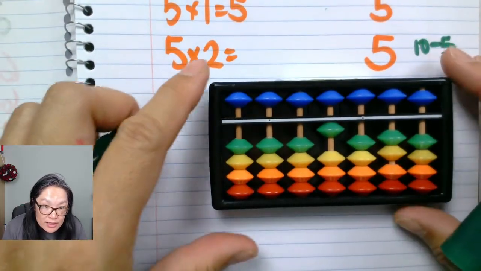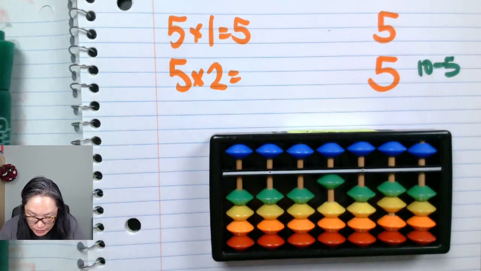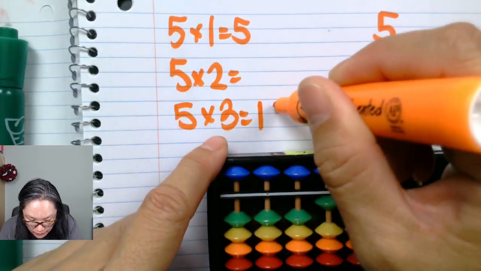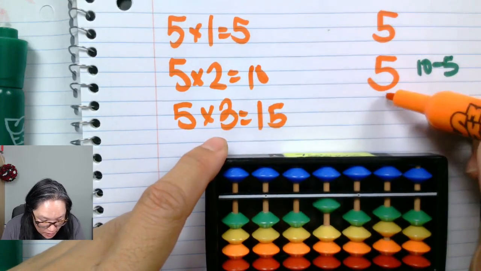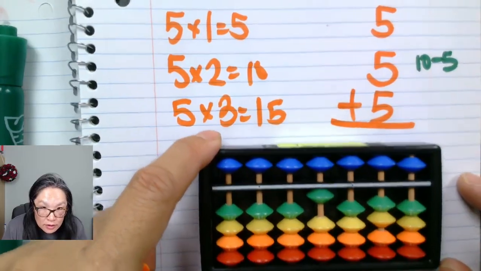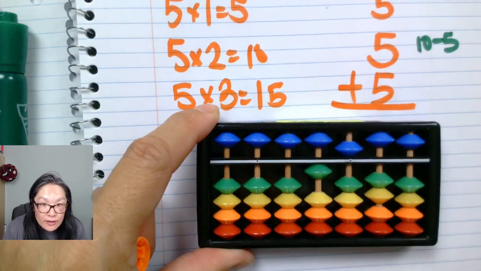So when we do another 5, all we're doing is 5 times 3 is equal to 15. How do I know? Because I'm going to add another 5. Do I have enough beads to add a 5? Yes. So I'm going to add a 5.